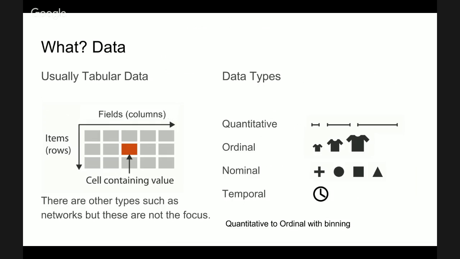So if you think of this column, there can be different types. The 4 types that we're differentiating are quantitative, ordinal, nominal, and temporal. So let's look at this a little bit more.